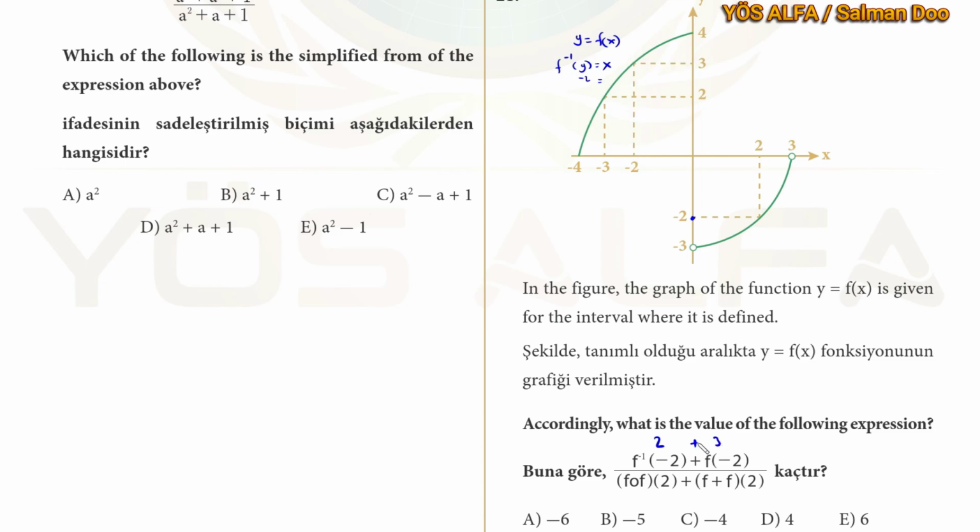So we have 2 plus 3 on the numerator. And this one is the same as f of 2. f of 2 is minus 2. And f of minus 2 is 3. So this result is 3. And this is the same as f of 2 plus f of 2. So f of 2 is minus 2. And f of 2 plus f of 2 is minus 4. So we have minus 4 plus 3 is minus 1, and there is plus 5. So the answer is minus 5, B.